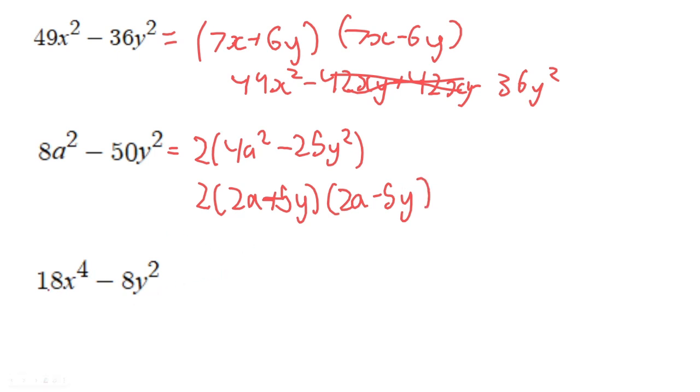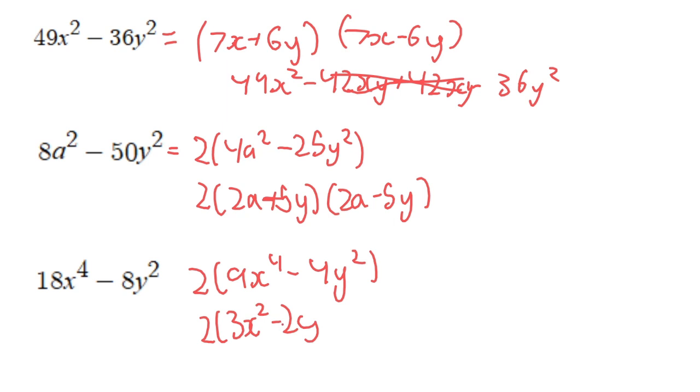And now this one, again, these numbers aren't square numbers, but you can again factorize out a 2 to get 9x to the power of 4 minus 4y squared. And in this case, x to the power of 4, you can still square that. If you take the square root of 9x to the power of 4, you get 3x squared. So that's why you get 3x squared plus 2y, and 3x squared minus 2y. So that would be the answer for these ones. And you can always double check these by expanding them out.